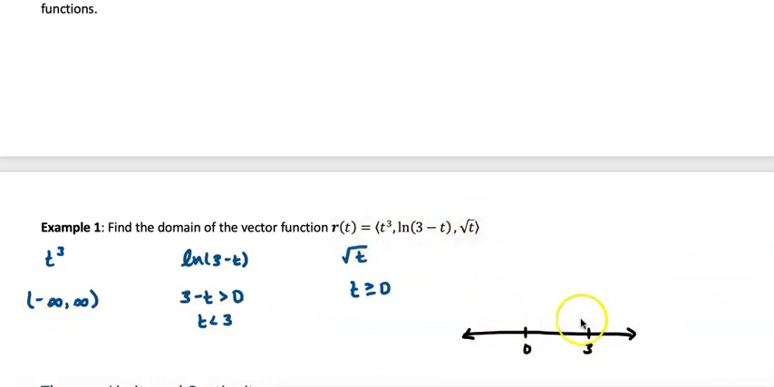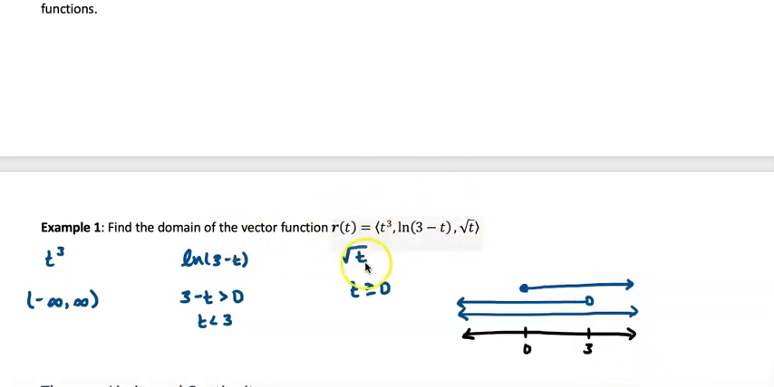We're going from negative infinity to positive infinity for the first component. We're going t is less than 3 for the second component. This open circle meaning exclusivity. t must be less than 3. And for the third component, t must be greater than or equal to, filling in this circle for inclusivity, so it must be greater than or equal to 0.